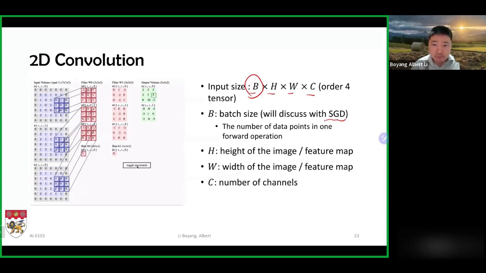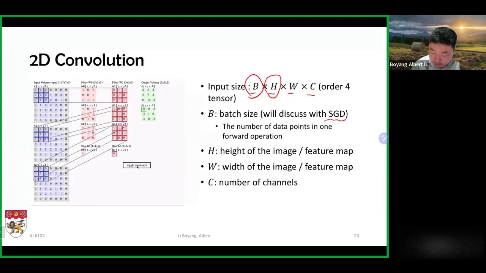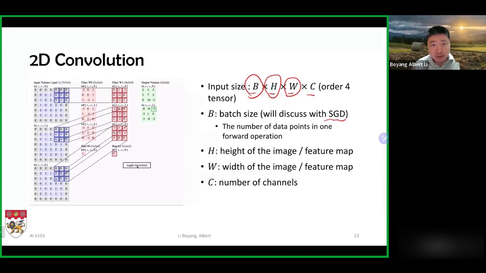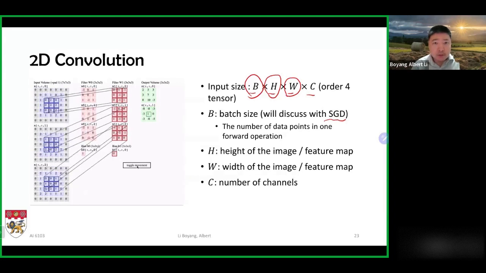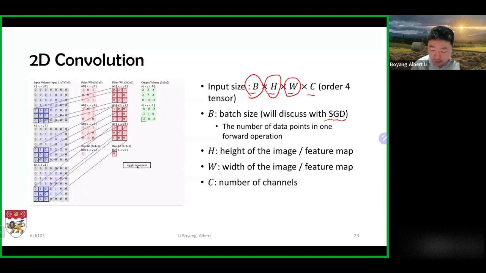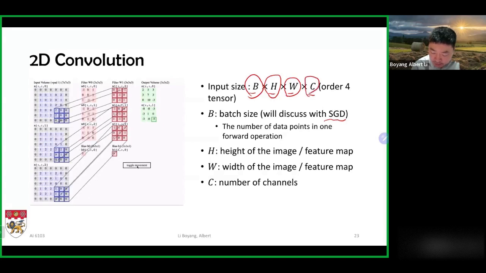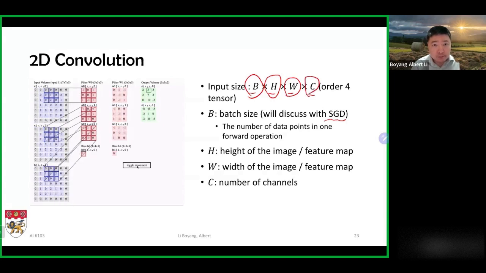So we do want to use a relatively large batch so that we can make efficient use of the hardware. The next ones are the height, H, and the width, W, of the input image or the input feature map. And the last dimension is typically the number of channels. So this is known as an order 4 tensor.